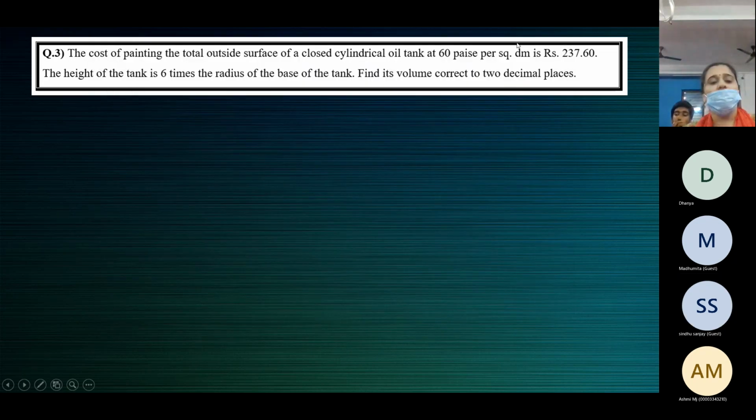The cost of painting the total outside surface of a closed cylindrical oil tank at 60 paise per square decimeter is rupees 237.60. The height of the tank is 6 times the radius of the base of the tank. Find its volume correct to 2 decimal places.